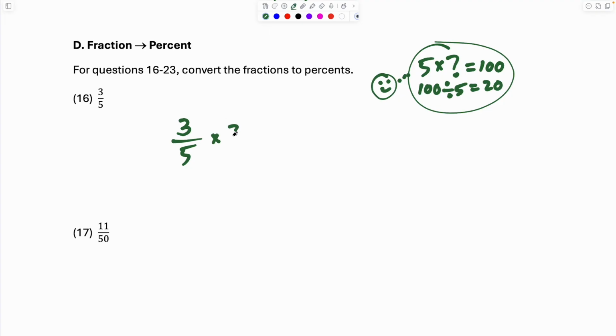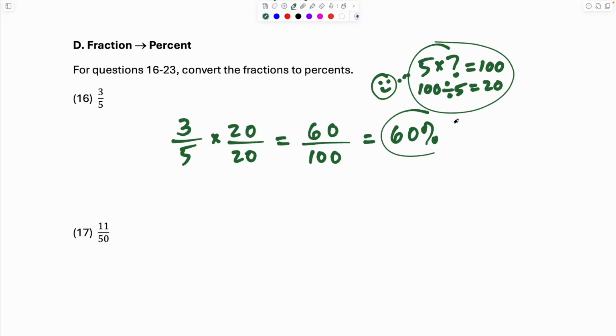So I'm going to multiply the numerator and denominator of our fraction by 20. And then I get 3 times 20 is 60 over 5 times 20 is 100. So we get 60 hundredths. And when you have your fraction over 100, you could just write the numerator in front of a percent. So we could say that 3/5 is equal to 60%.